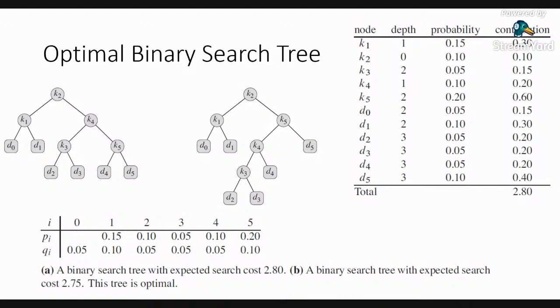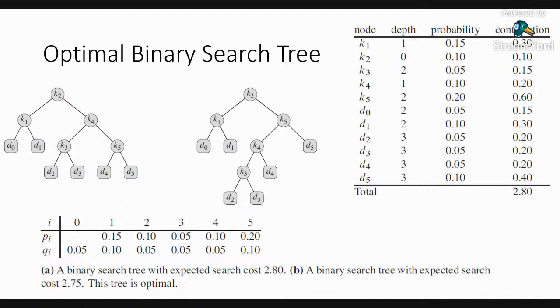D1 is nothing but all those values which are larger than K1 and smaller than K2. Okay, so these are the values of D1. Suppose, for example, just consider the value of K1 is equal to 5 and K2 is equal to 10. It means that the value that I am searching for, in case of an unsuccessful search, may be greater than 5, like 6, 7, 8, or 9, but not 10.